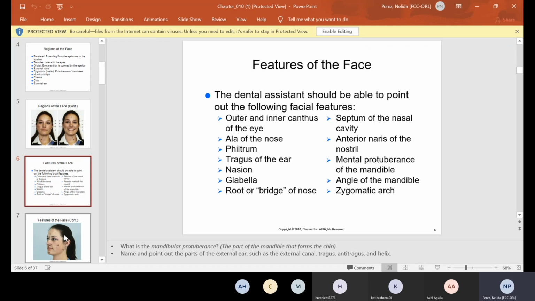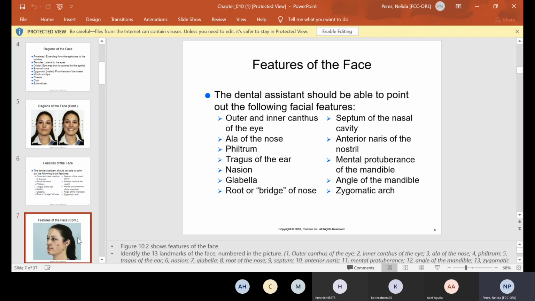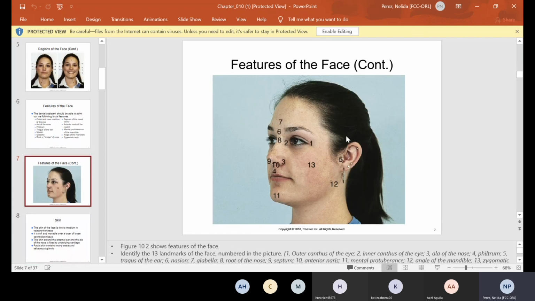Now, some of the facial features are outer and inner canthus of the eye, ala of the nose, the philtrum, the tragus of the ear, the nasion, glabella, the root or bridge of nose, the septum of the nasal cavity, anterior nares of the nostril, the mental protuberance of the mandible, the angle of the mandible, and the zygomatic arch. And again, please look at your Kindle so that way you know all the things that were listed.